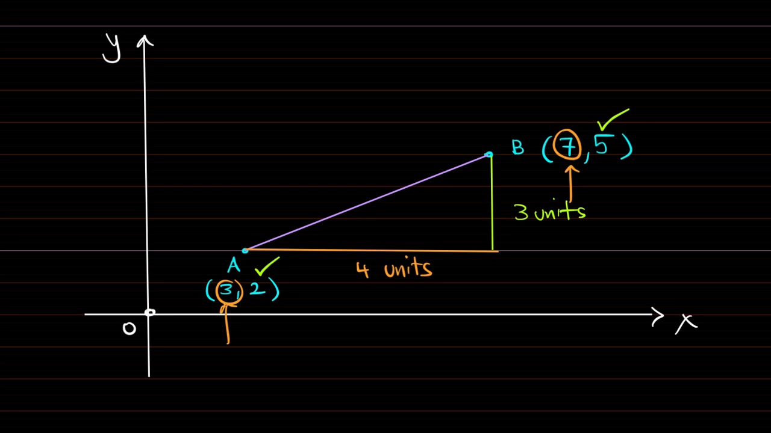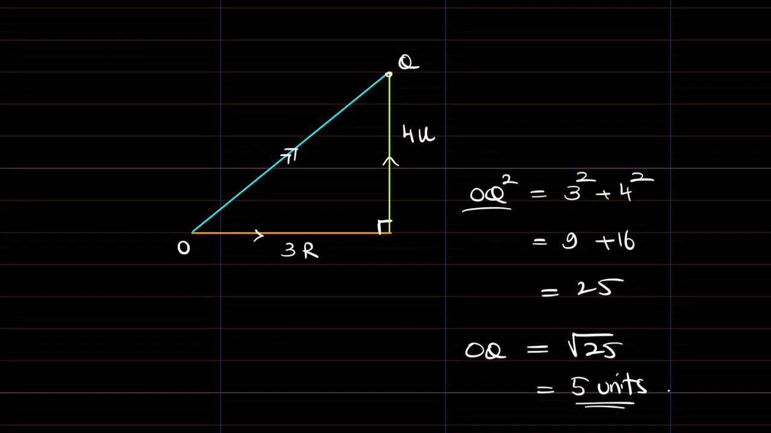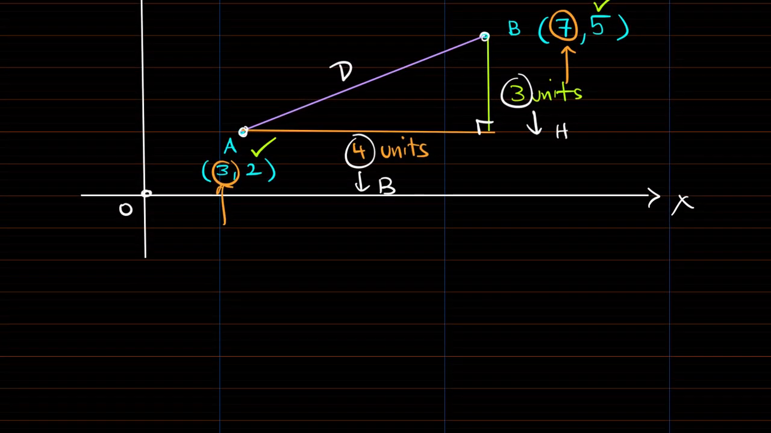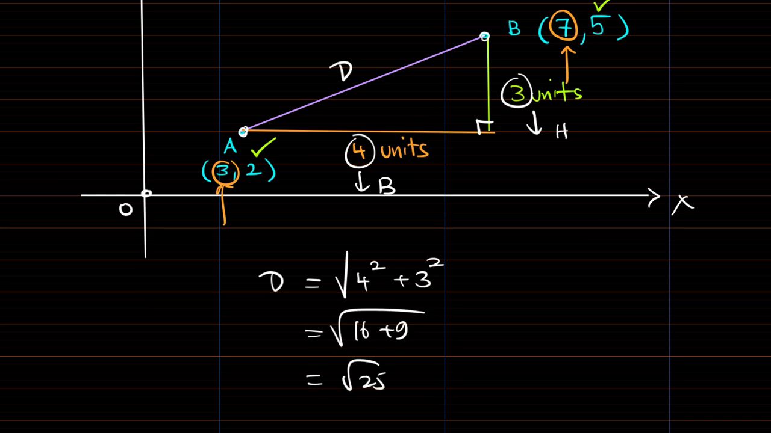So now if I connect these two, so this is 4 units, this is 3 units, this is the base, this is the height, this is the distance between A and B. Isn't this something like this? Not this one, this one. Yes, it is exactly the same. So therefore, if I calculate the distance between 2 points, so that is 4 square plus 3 square, square root, 16 plus 9 square root, that is square root of 25, which is 5 units. So therefore, that is the distance between 2 points.